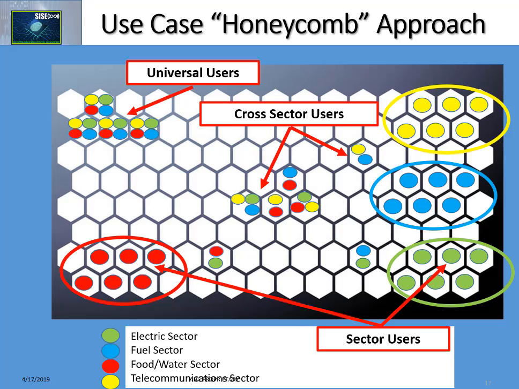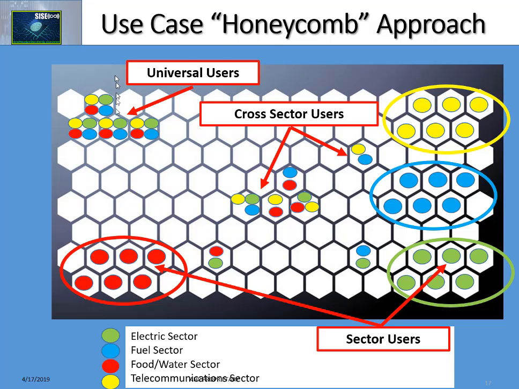So within the SISE, you have a honeycomb architecture that's very similar. The honeycomb cells represent use cases. The use cases bifurcate people and information into pockets. And if you're not vetted for that use case, you won't even know that cell is there.